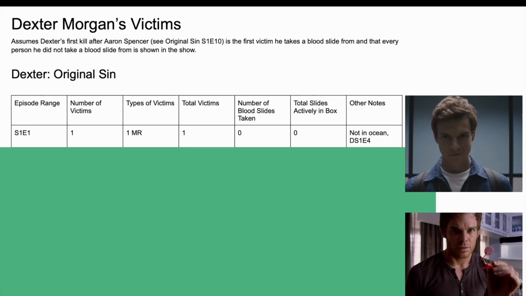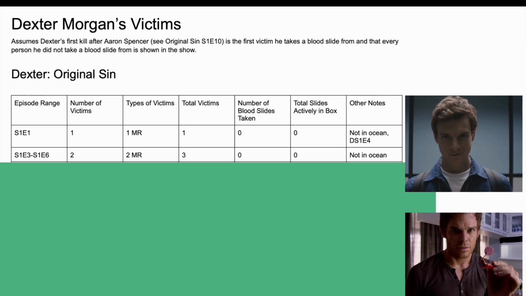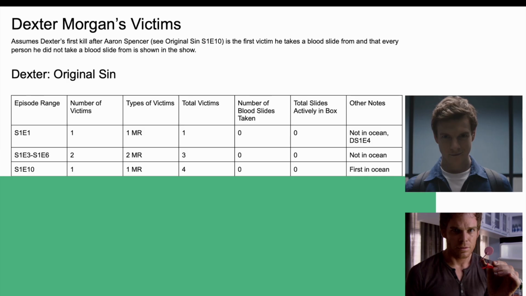So the first person he kills does not end up in the ocean and is also shown in flashback in Dexter season 1 episode 4. In the next couple episodes, he kills two more, but still does not dump them in the ocean. And in the final episode, he kills the season killer, who does end up in the ocean.